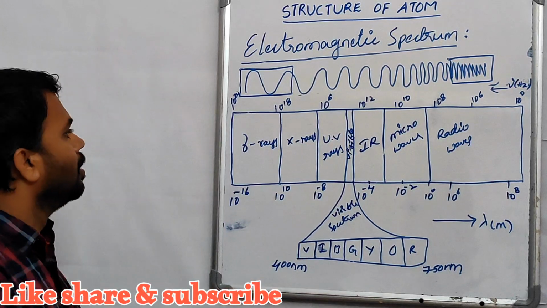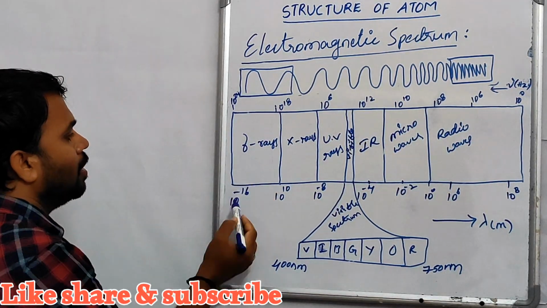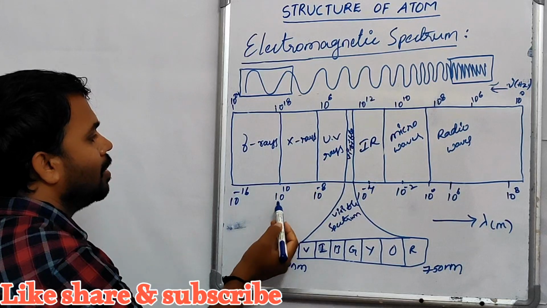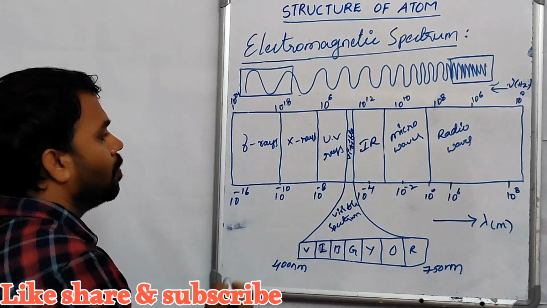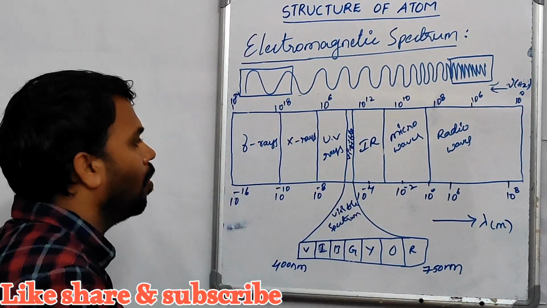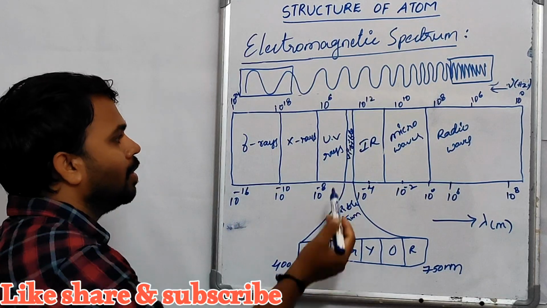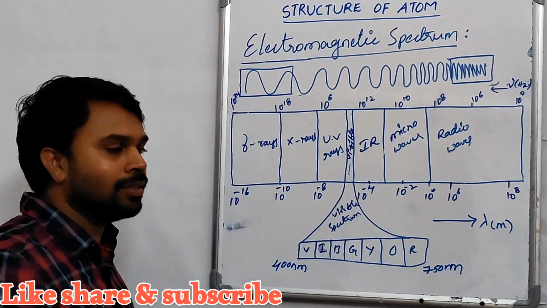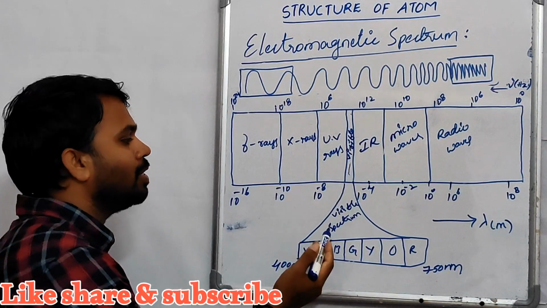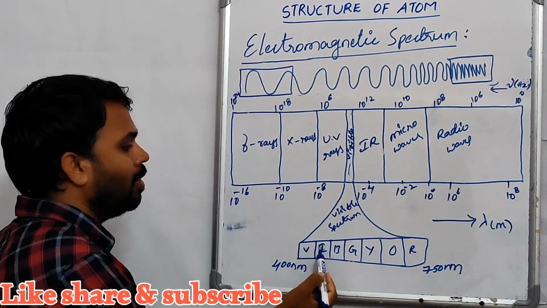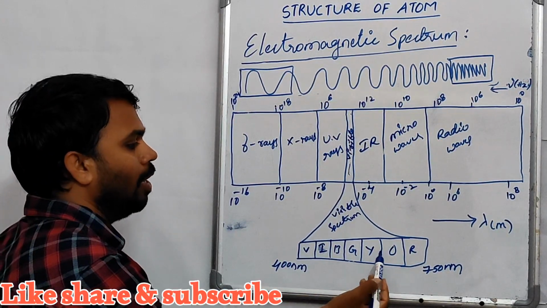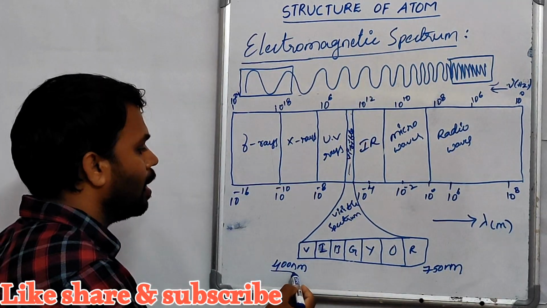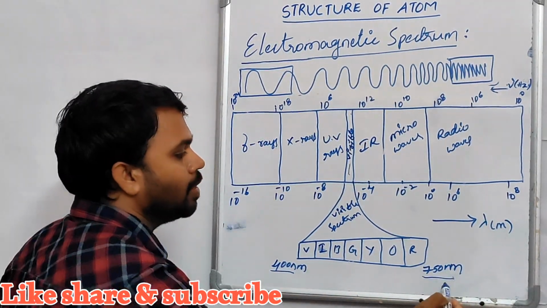Let's see. First, gamma rays, less wavelength, high frequency. And next, X-rays. Wavelength is 10 to the power of minus 10. Frequency is more. Next, UV rays. Next, this is the small region. This is the visible region. We know that the visible region contains VIBGYOR: violet, indigo, blue, green, yellow, orange, red. The wavelength is 400 nanometers to 750 nanometers.